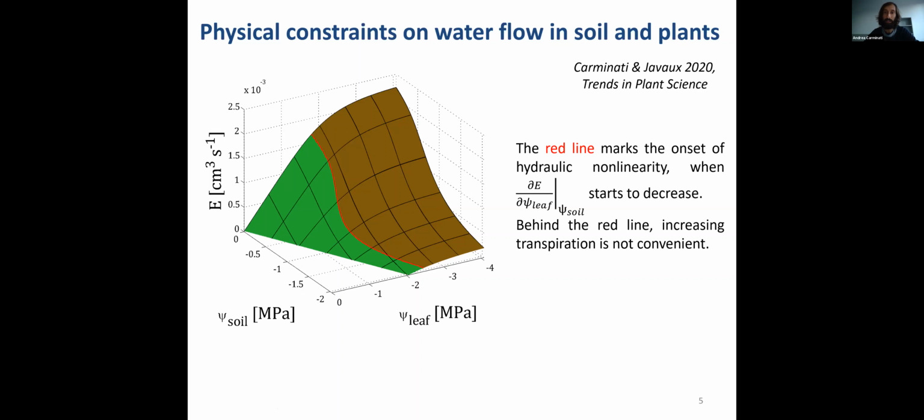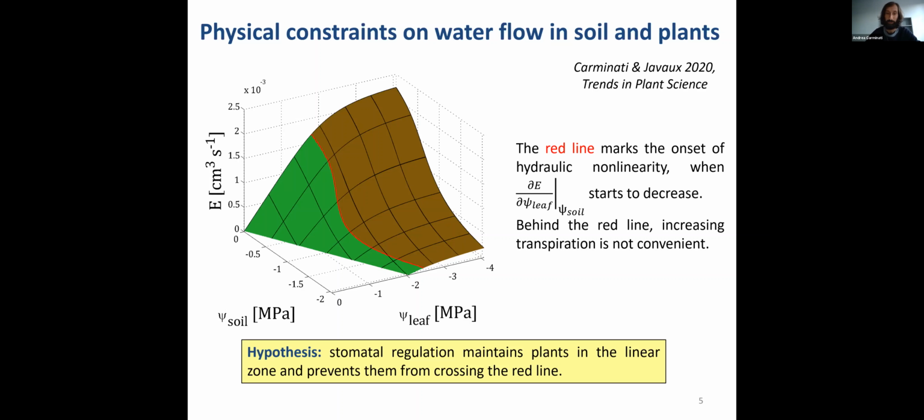And this line marks the hydraulic nonlinearity of the surface, where the derivative of the transpiration as a function of leaf water potential, taking the soil water potential as constant, typically what happens during a day, starts to decrease. Now, the idea is that behind the red line, increasing transpiration is not convenient. So plants should rather close the stomata there, because if you increase transpiration a little, it costs a lot in terms of leaf water potential. So the hypothesis is that stomatal regulation maintains the plant in the linear zone of this surface and prevents plants from crossing the red line.